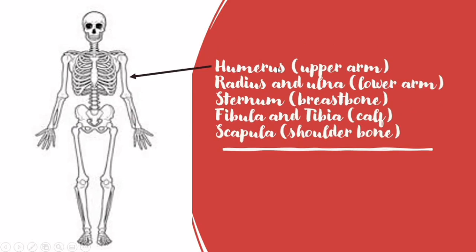Next is humerus, the bone at the upper arm. Next is radius and ulna, the two bones at the lower arm. Next is sternum or the breastbone. Fibula and tibia or the calf. And then scapula, the shoulder bone. Don't worry, I will discuss it further later.